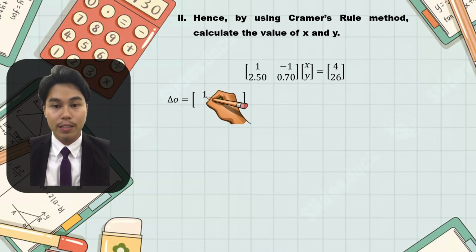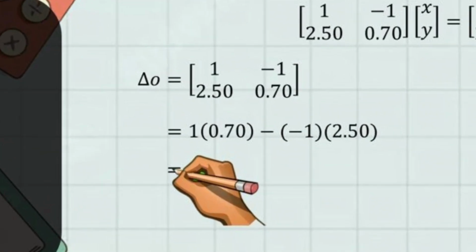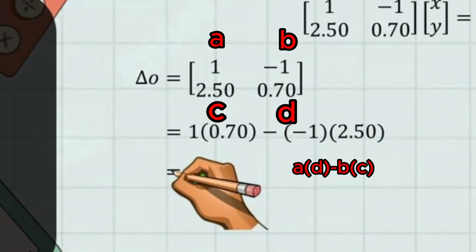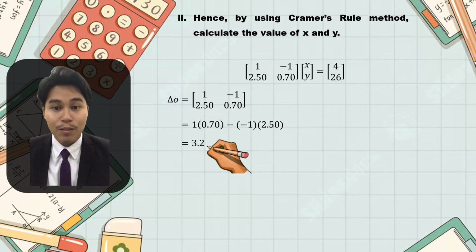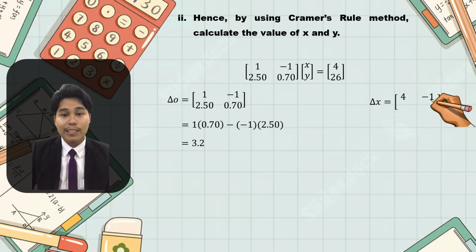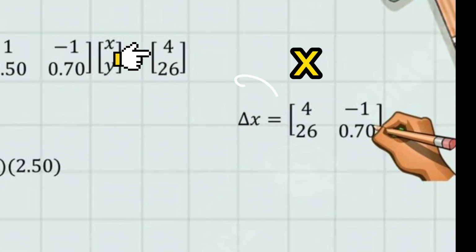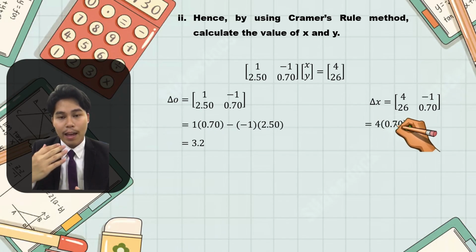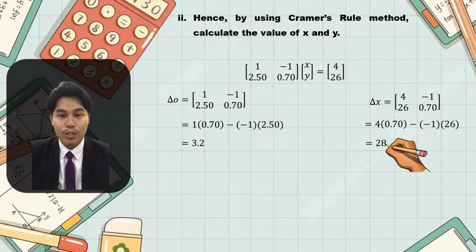Now we need to find the determinant. First things first, we need to find the delta. The formula for delta is A times D minus B times C, and this is the calculation and answer for the delta. For delta x, we need to replace the x column with the total of the books. The formula is the same as the delta before: A times D minus C times B. And there you will get the result.